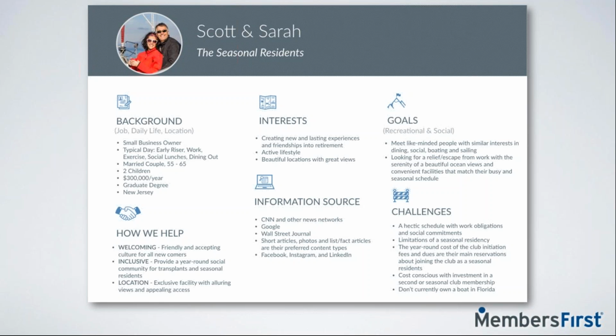So Scott and Sarah may have a different background. Maybe they're not retired. They're still small business owners. They're early risers. They work early in the morning, exercise, social lunches, and then they go out for dinner at night. What are they interested in? Are they interested in an active lifestyle? Where do they get their information? How does that differ from Richard and Rita, the retirees? And then we need to make sure to cater the content that we deliver to their personas.